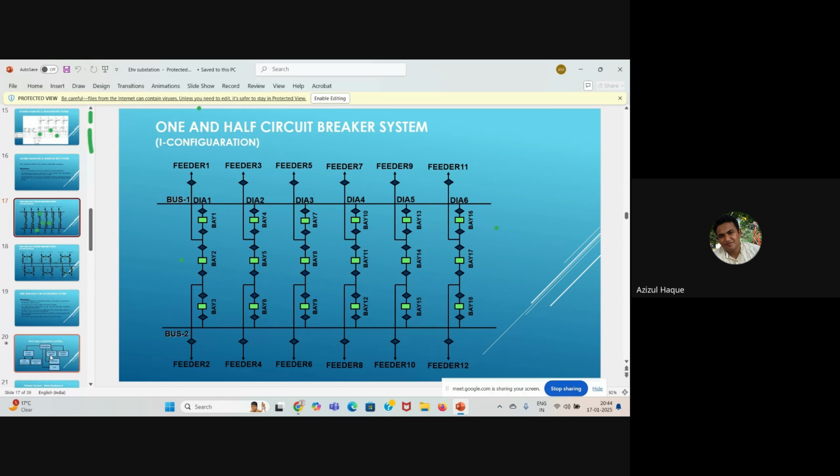Suppose this breaker 1 has a problem. So what we will do, as I told you earlier, is close this tie breaker. So bus 1 and bus 2 will be connected.